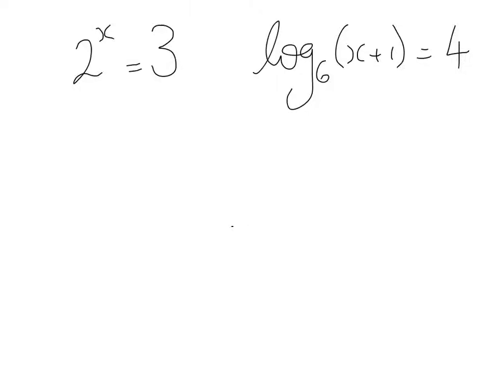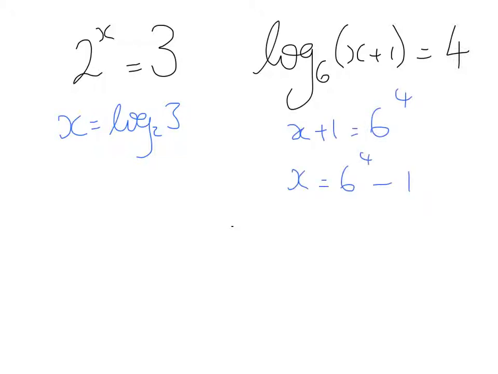Okay, I'm not going to make a great big fuss about natural logs, to be honest, because you can already do it. So, 2 to the x is 3, x is log to base 2 of 3. Log to base 6 of x plus 1 is 4, means that x plus 1 is 6 to the power of 4, which means x is 6 to the power of 4 minus 1, right? Good. We all know how to do that.